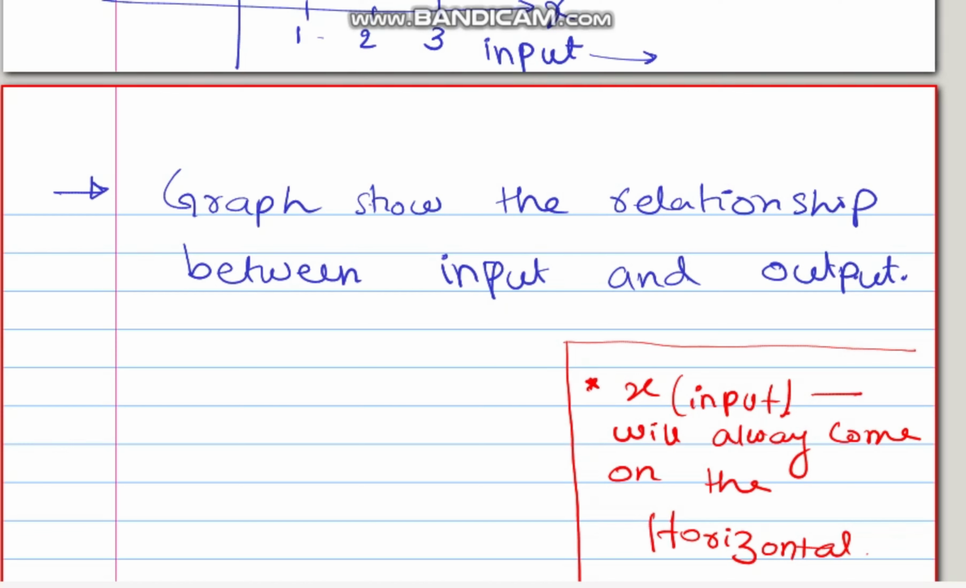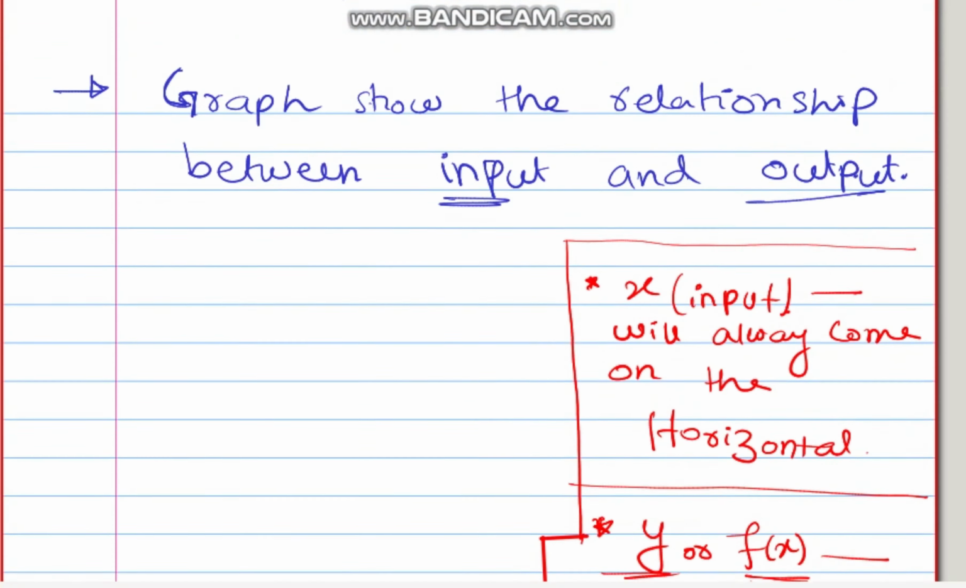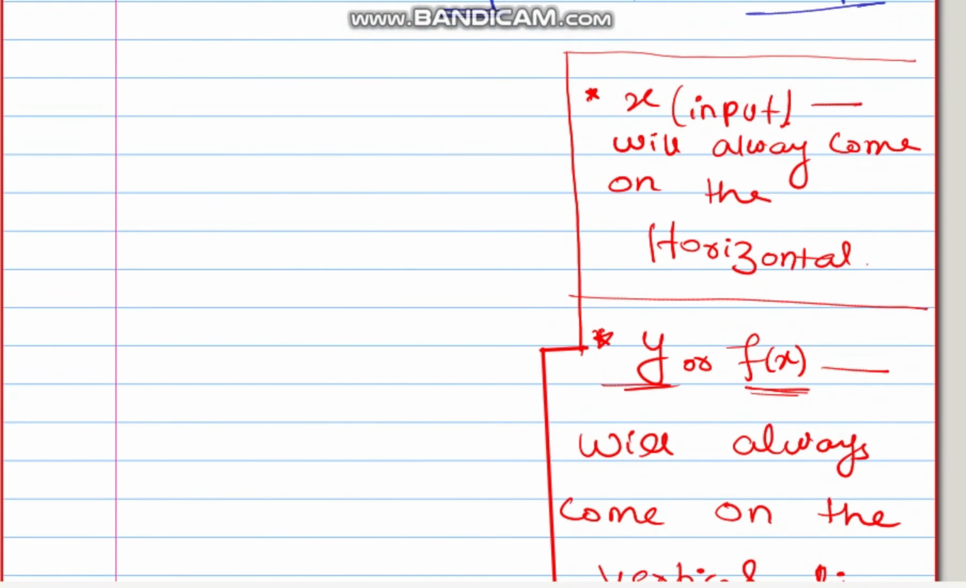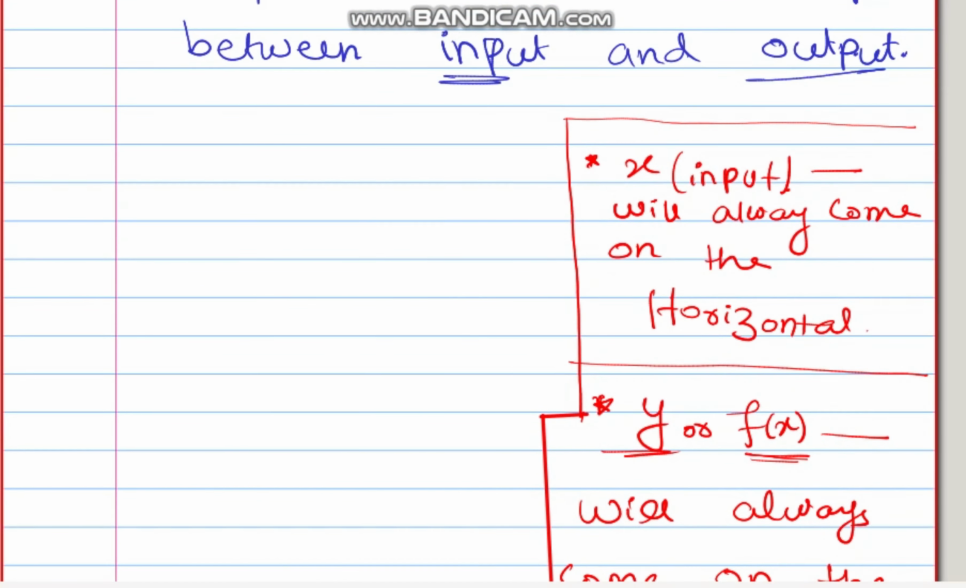So a graph shows the relationship between the input, which is very important, and the output. I told you what is output: output lies on the vertical line, and input lies on the horizontal line. Okay, so let me draw the xy plane again here.